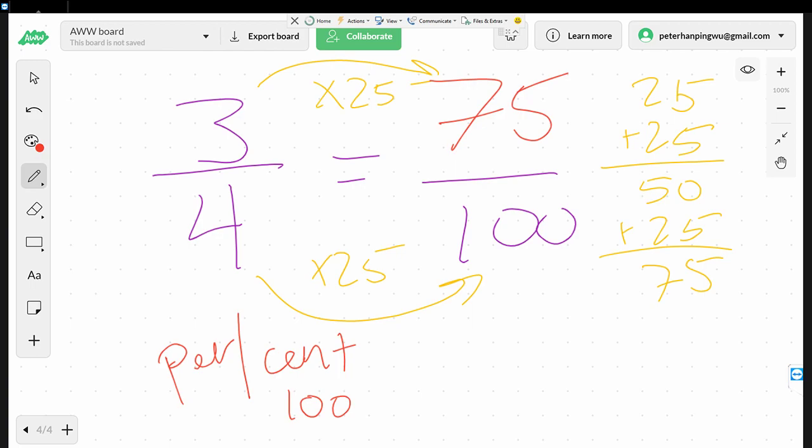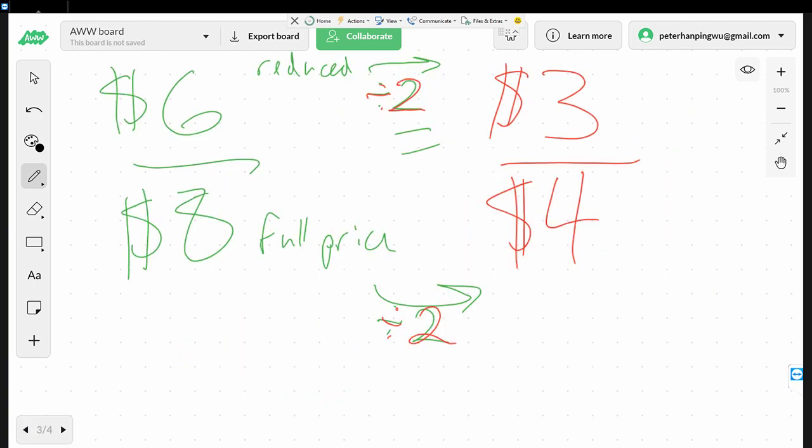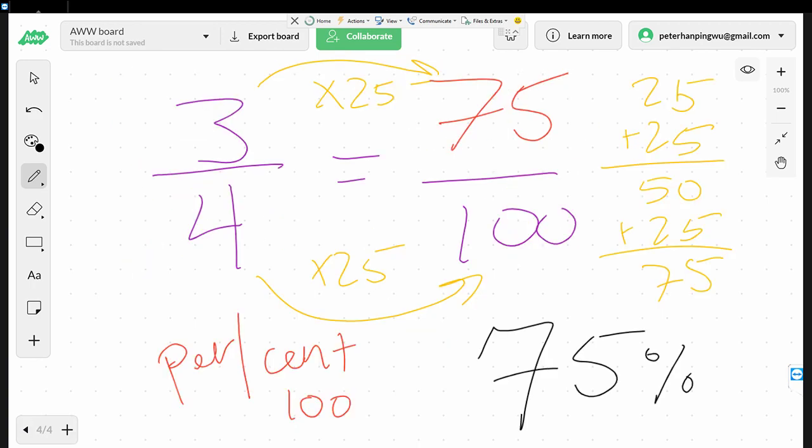Remember, 75 out of 100 is the same thing as 75% because cent means 100. Like there's 100 cents in a dollar, there's 100 years in a century, 100 legs on a centipede. Percent means per 100. So if you see 75, you could read this fraction bar as per 100, and that is the same thing as 75%. So when we paid $6 out of $8, we paid 75% of the full price.